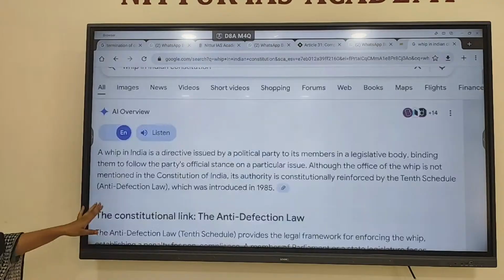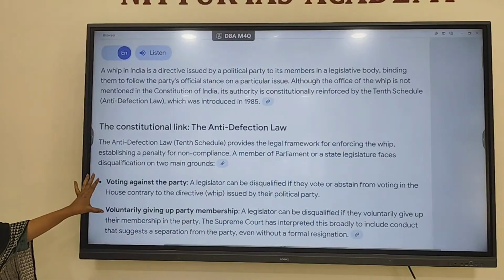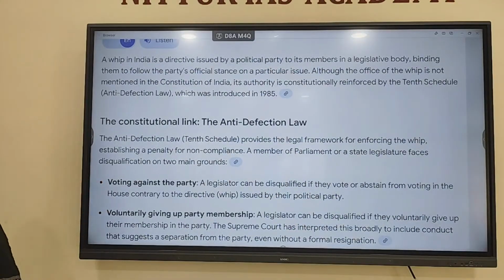Okay, write down this in your own words. Both are interlinked. Notice type: if a whip is issued, everyone must be present that day and they should vote in favor of that political party itself. In the presidential election, that whip does not apply.